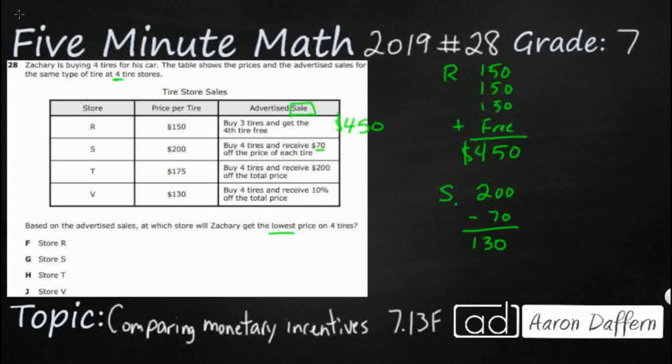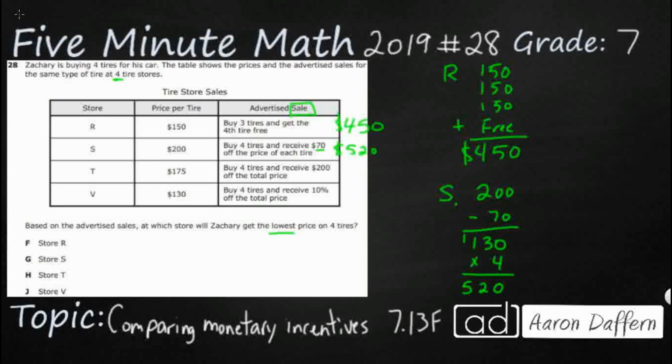But we've got to pay for all 4 of these new tires. See how this is tricky? We have to subtract 70 and then multiply by 4. Even though it's a better price per tire, 130 as opposed to 150, when we did the 150 up there, remember we got that 4th tire free. So we're paying $520 for tires as opposed to $450. So right now R is doing a little bit better.